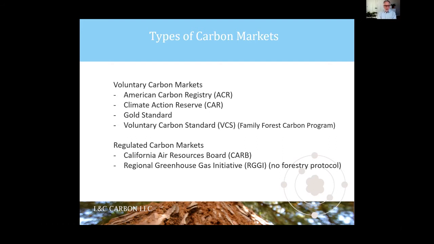And then in the regulated space, there is the California Air Resources Board, or CARB as they refer to it. And then in the northeastern states, the Regional Greenhouse Gas Initiative, called RGGI. But today, no forest protocol is available, although they are working on a forest protocol that's going to be similar, it appears, to what the California Air Resources Board under their cap and trade program operates today.